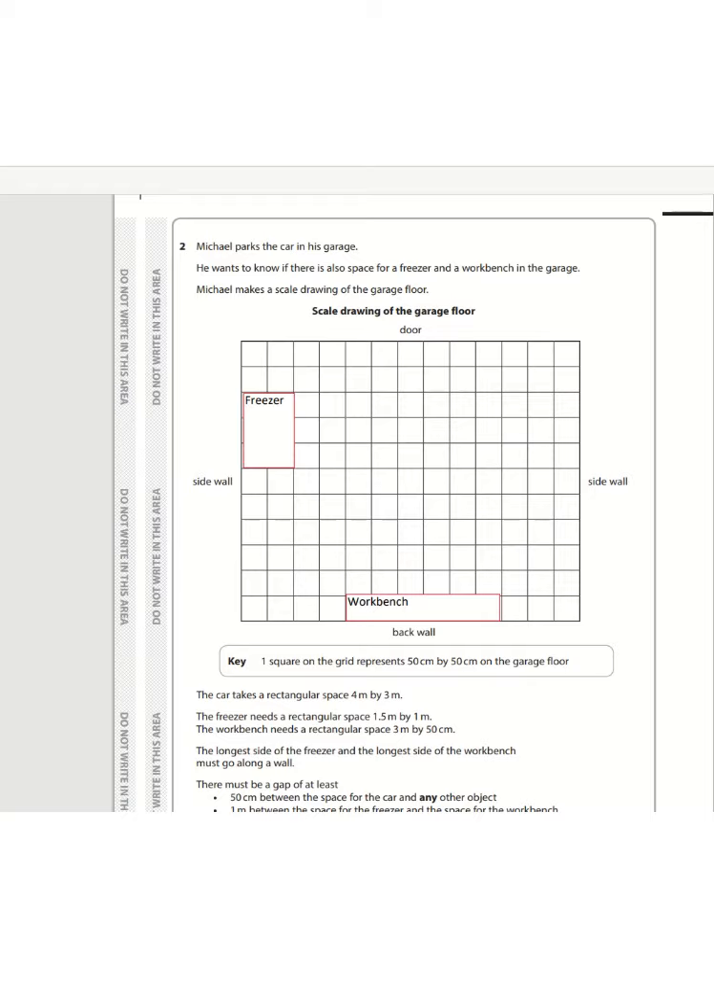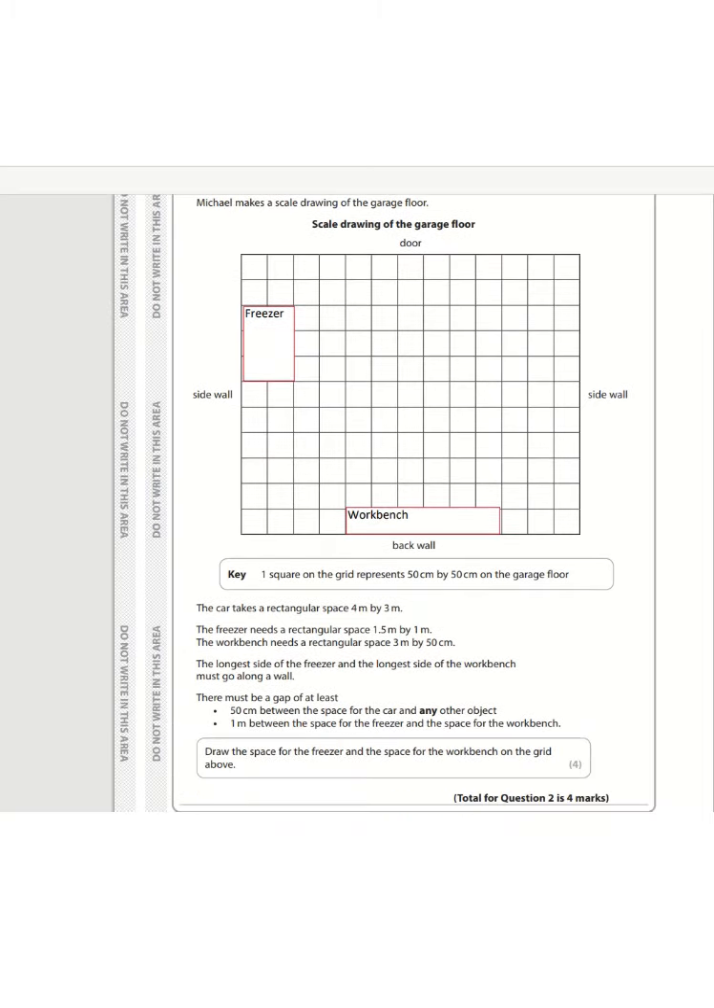Okay, so Michael parks his car in the garage. He wants to have space for the freezer and the workbench in the garage. Michael makes a scale drawing. So you might want to get a little grid and do this out yourself, and have a go. I've given some suggestions there how this can be put together, but this is quite a favorite one.